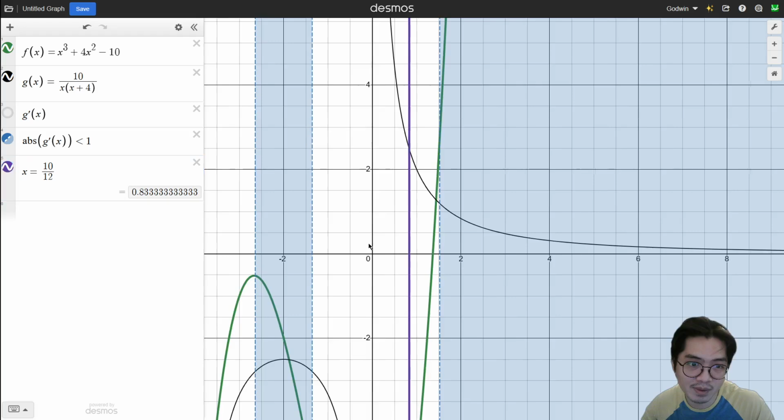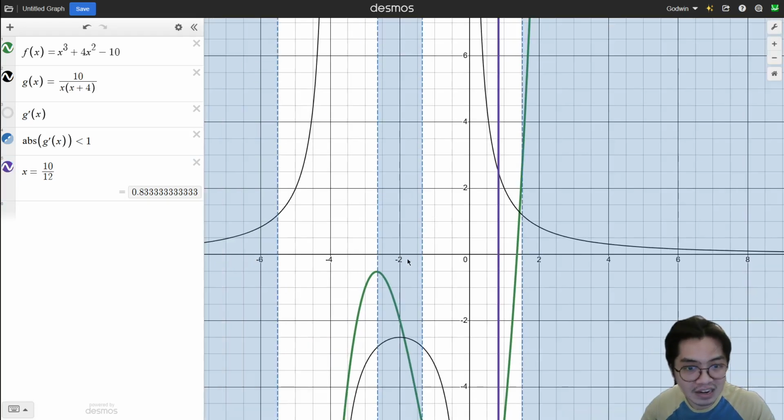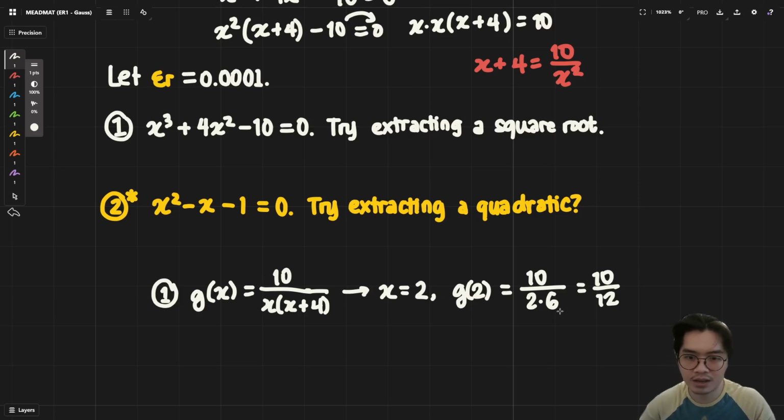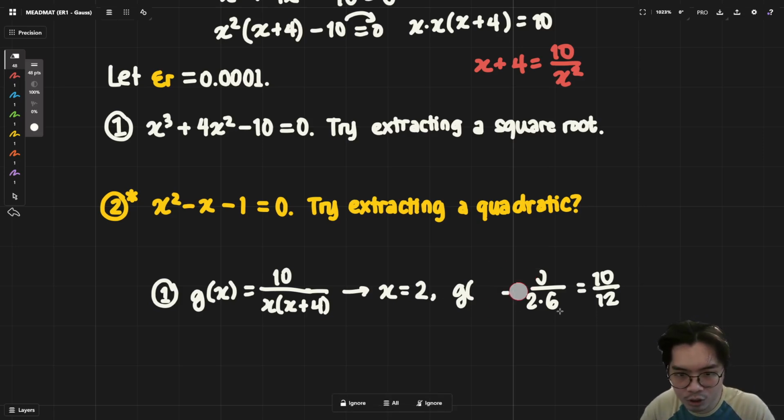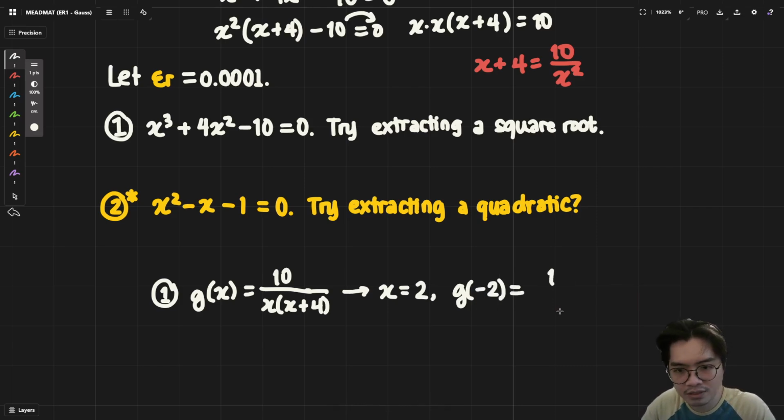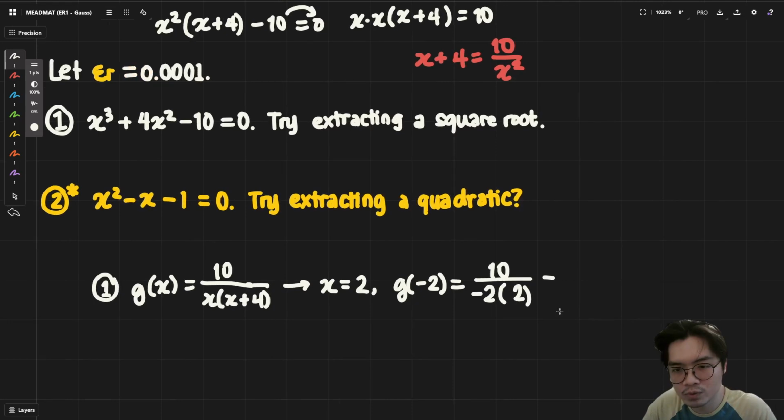And so, okay, maybe we can try something like a negative 2 instead. What if now we try negative 2? Negative 2, then 10 all over negative 2 times negative 2 plus 4 is 2. So what we will have in here is negative 10 over 4, which is negative 2.5.